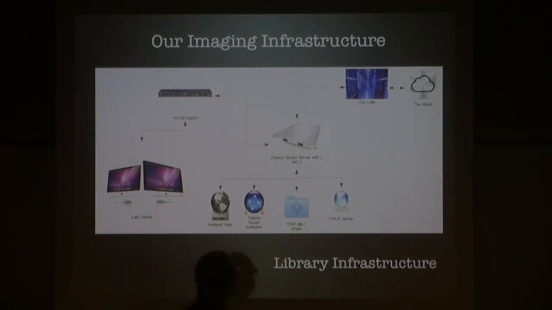Just getting back to our infrastructure a little bit. In our library, the Athenaeum, we don't have a gigabit network. Everything's on 10/100, so imaging's a little slower. This is also a building that opened in 2010. We don't understand why. But again, as you can see, we have our netboot sets, Deploy Studio, an AFP share for our Deploy Studio, and then a DHCP server, which is a Windows box. And again, all the lab clients connect back to our Xserve, grab the images, and push them back down.